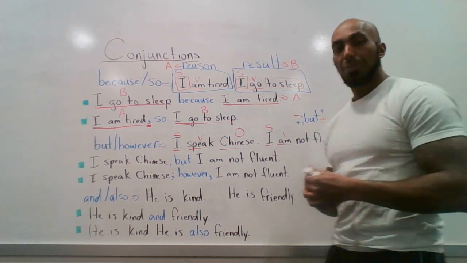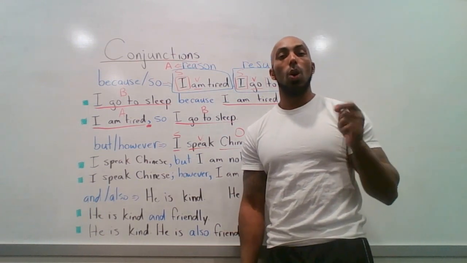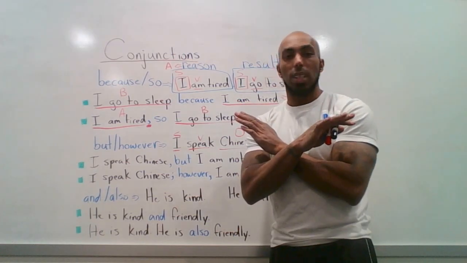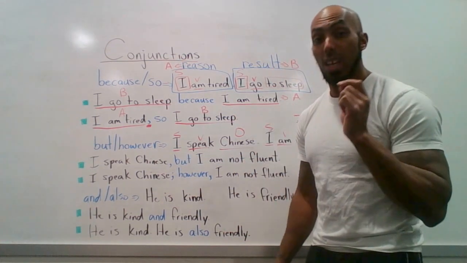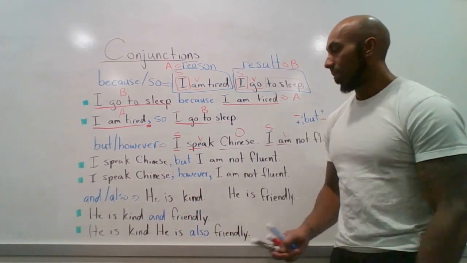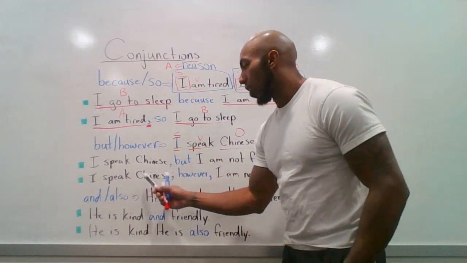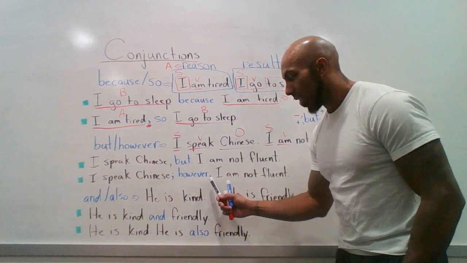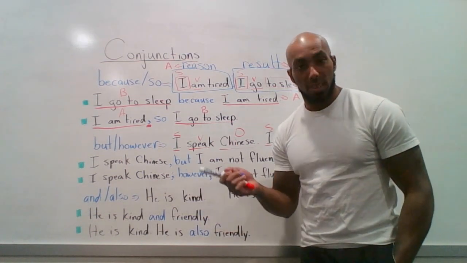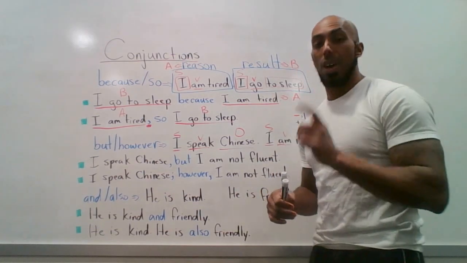It's pretty easy. Now let's talk about however. One thing many students do when they write, they start a sentence with but. That is a big no-no. You cannot start a sentence with but; you can start a sentence with however. So I will take the same two sentences, but I'm going to use however to put them together. I speak Chinese; however, I am not fluent. However is the same as but, it's a different way to say it. And I can start a sentence with however.